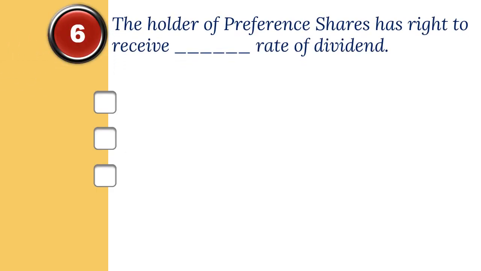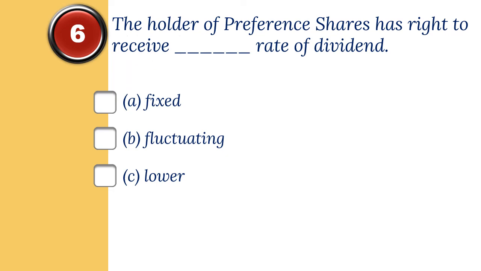6. The holder of preference shares has right to receive dash rate of dividend. The options are A. Fixed, B. Fluctuating, C. Lower. And the correct option is A. Fixed.